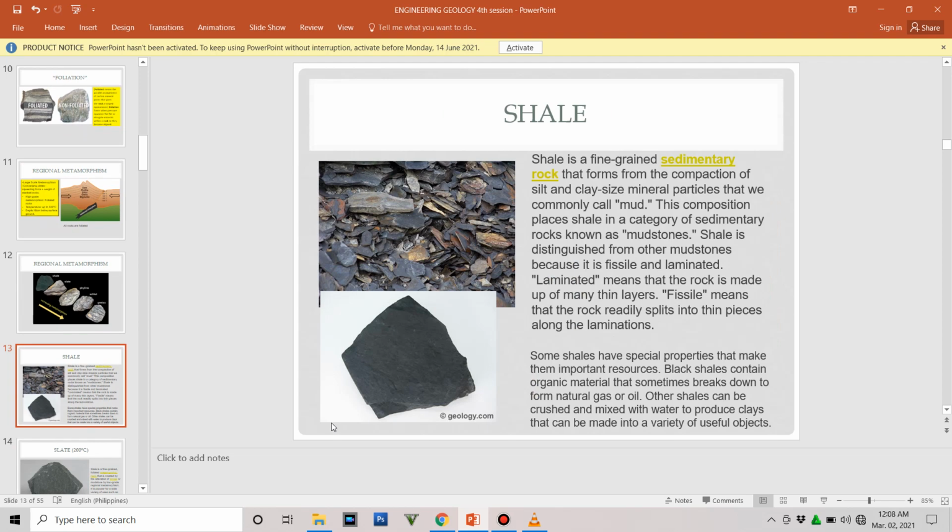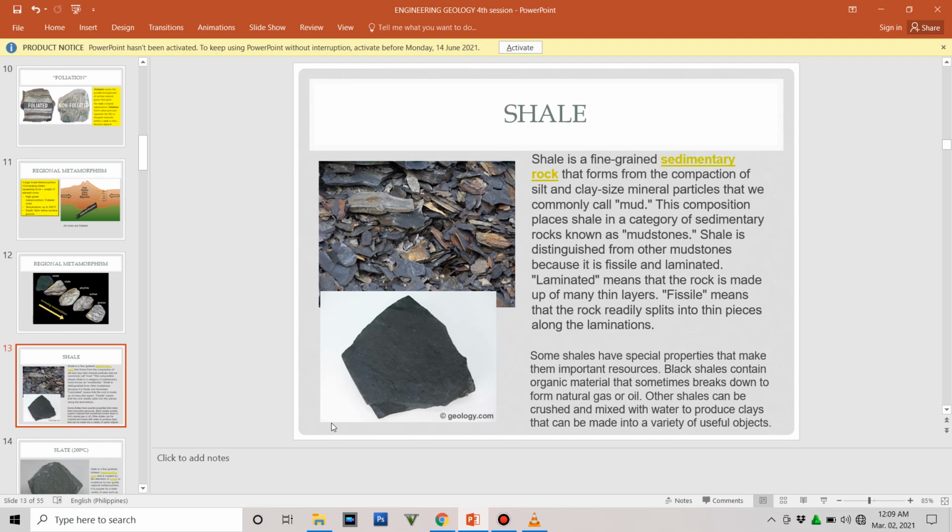Okay, so we can find the shales around our province, ano? So makikita ito sa several mountains here in Kalinga, wherein we can see flaky, sharp materials. Okay, so it is actually a fine-grained sedimentary rock that forms from the compaction of silt and clay size mineral particles that we commonly call mud.